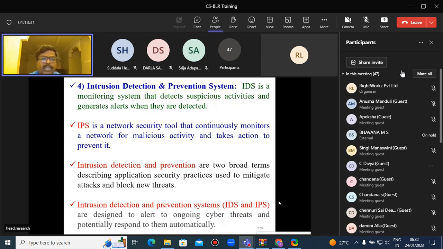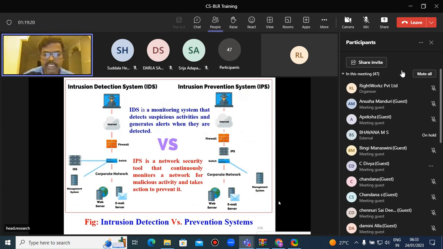An IPS is an intrusion prevention system, a network security tool that continuously monitors the network for malicious activity and takes action to prevent it. That is called the intrusion prevention system. Intrusion detection and prevention are two broad terms describing application security policy practices used to mitigate attacks and block them. Intrusion detection and prevention systems are designed to alert to ongoing cyber threats and potentially respond to them automatically. You see the differences between intrusion detection versus prevention systems.